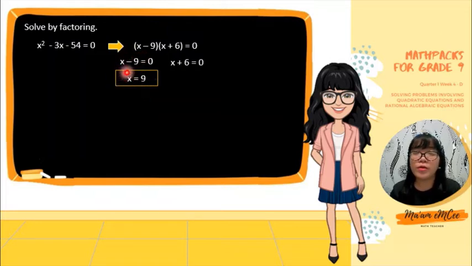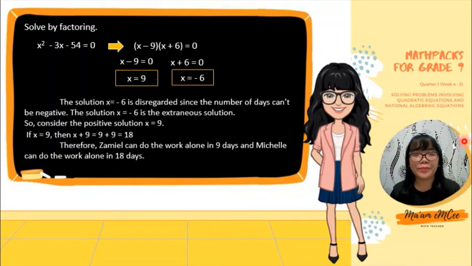So our first solution will be x is equal to positive 9. And then positive 6 here will be transposed to the other side. So that means to say our second solution will be x is equal to negative 6. So again, the solution x is equal to negative 6 is disregarded since the number of days can't be negative, because again, x here is the number of days. So the solution x is equal to negative 6 is the extraneous solution. So we only consider the positive solution, x is equal to 9.